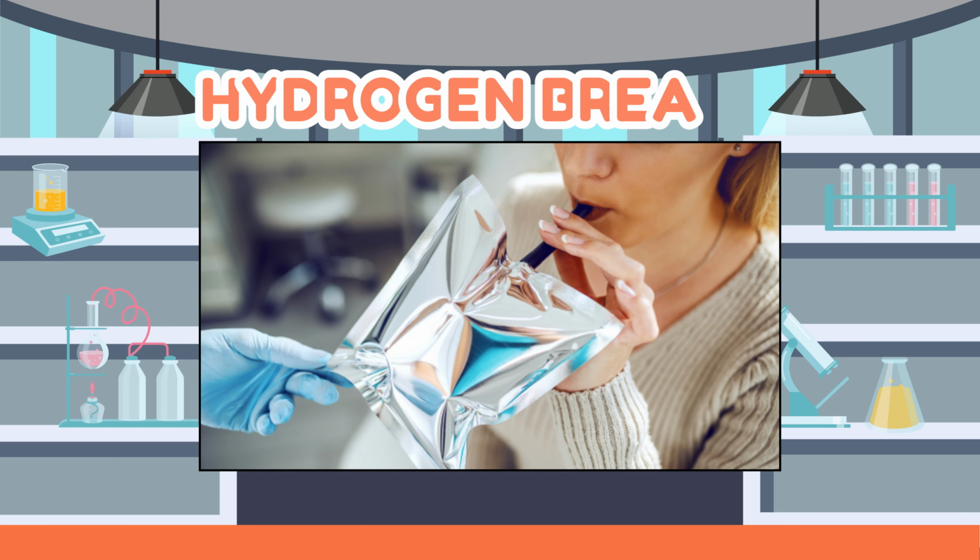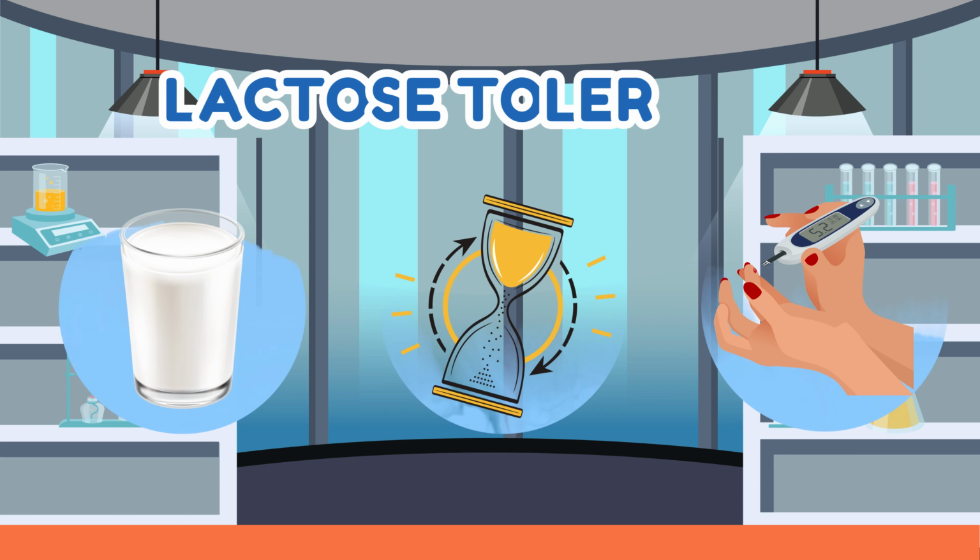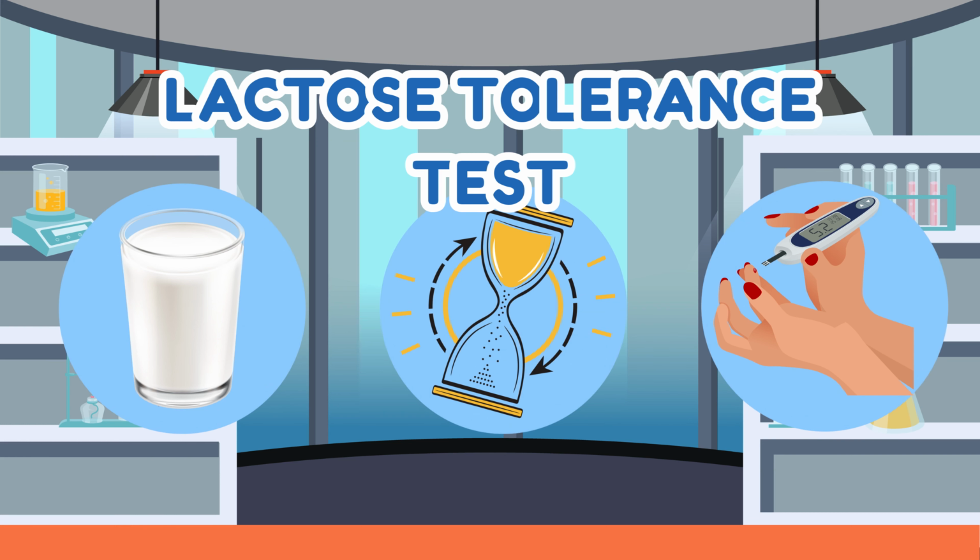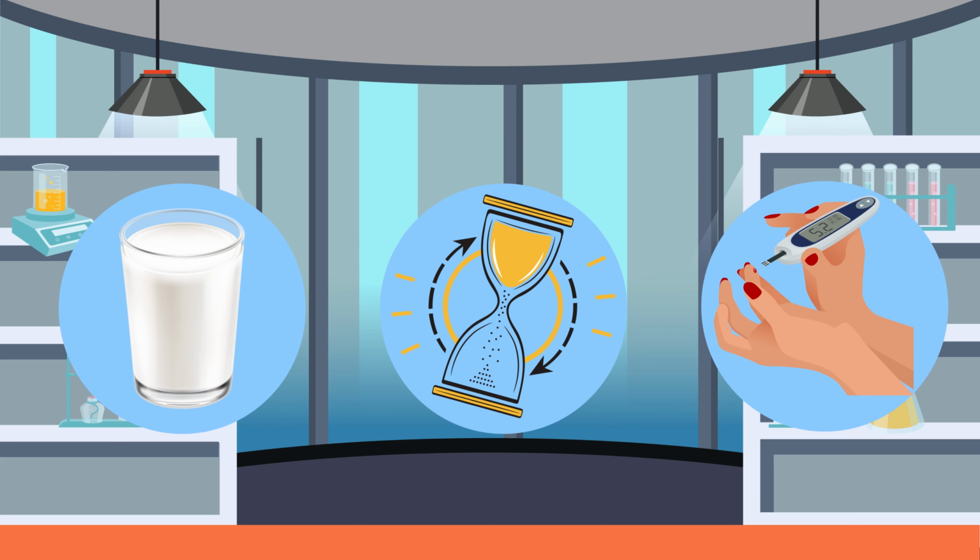Doctors use several tests to diagnose lactose intolerance. The hydrogen breath test is one of the most common. After drinking a lactose solution, hydrogen levels in the breath are measured. High levels suggest that lactose was not properly digested. Another method is the lactose tolerance test, where blood sugar levels are checked before and after consuming lactose. If the sugar level does not rise, it means the lactose wasn't broken down.